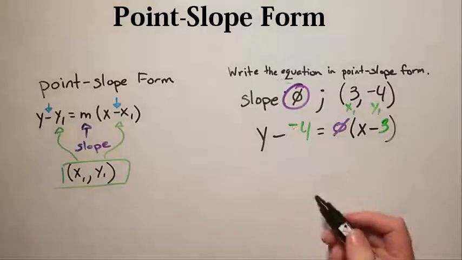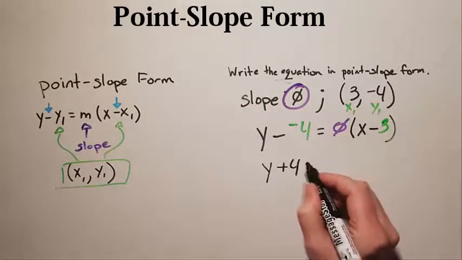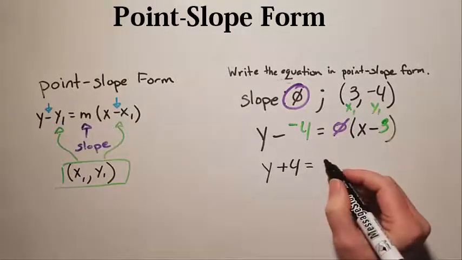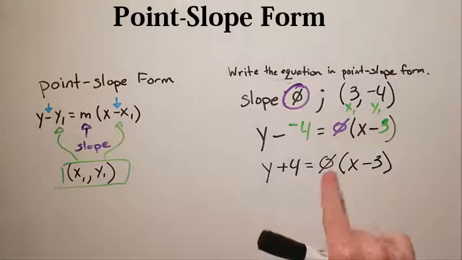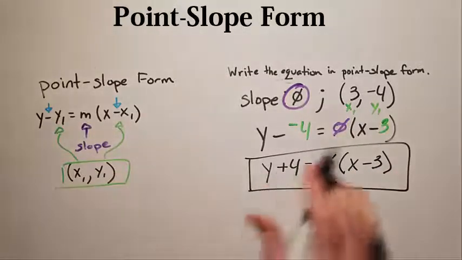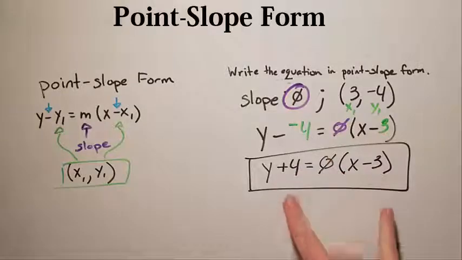Minus negatives can be simplified down to positives. So this is y plus 4 equals, yes, I know anything times 0 will make this whole thing 0, but you need to maintain the point slope form. The only thing you are allowed to simplify within point slope form is the minus negative. It's the only thing you could simplify. Point slope still needs to be identifiable.